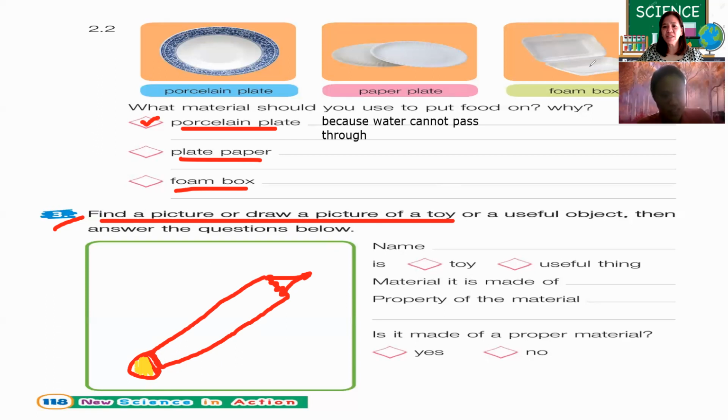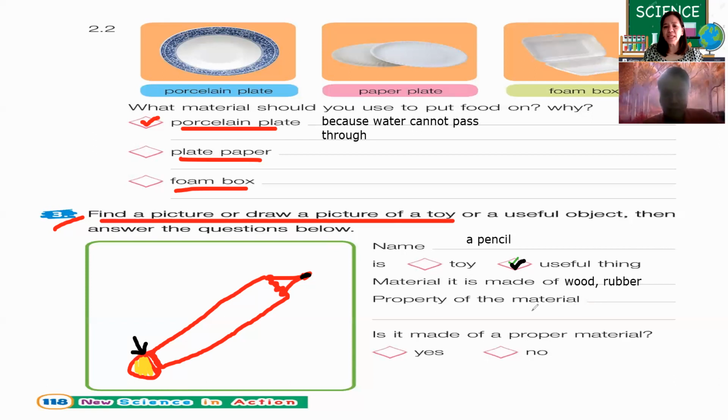So what are the question here? Name. So this is a pencil. Teacher, I write. Is it a toy or useful thing? Useful thing, right, teacher? Yes. Next, it's material. It is made of what? Wood. Wood, yes. Rubber. Wood, rubber. Because the eraser at the end of the pencil is made of rubber.